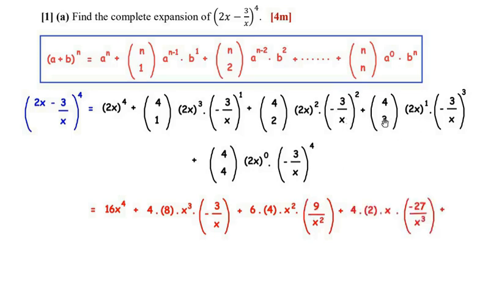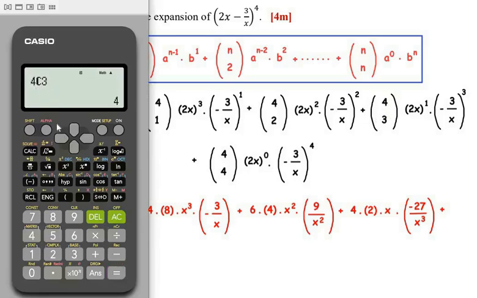Plus, now the third term. So let us see the value of 4c3. So 4c3 is going to give us 4. So we have written 4 here, times 2 to the power of 1 is 2, times x to the power of 1 is x, times, now remember that a negative term raised to an odd power like 1, 3, 5, 7 and so on remains as a negative term. So we have written minus over here, and the power again gets distributed to the numerator and denominator, giving us 3 to the power of 3 as 27 over x to the power of 3.